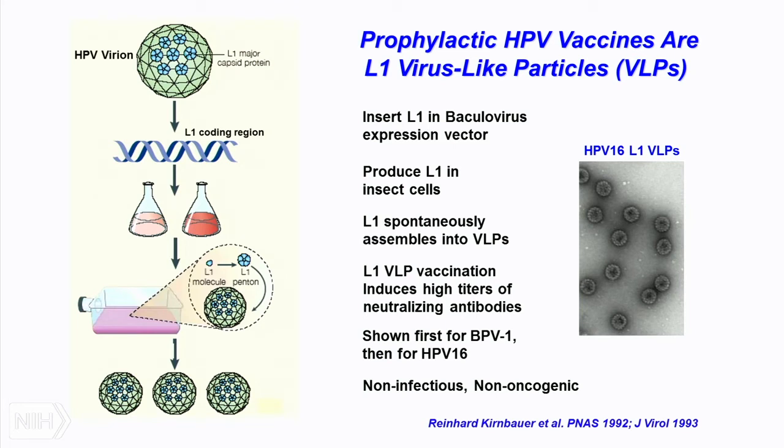He showed this first for the bovine papillomavirus because we had the necessary reagents in order to monitor neutralizing antibodies. We had a source of infectious virus. We had developed an in vitro neutralization assay previously. And so we did things first with BPV.